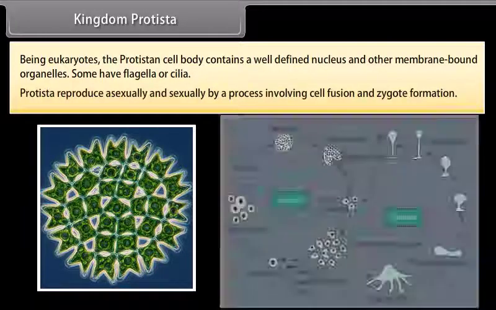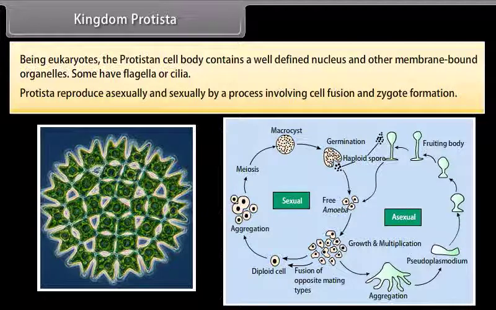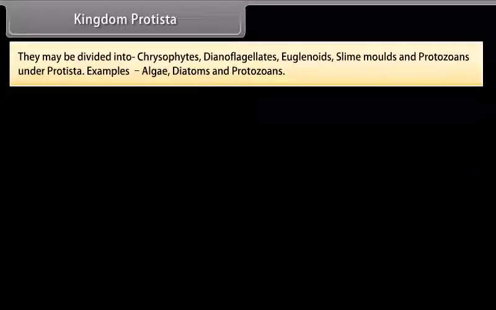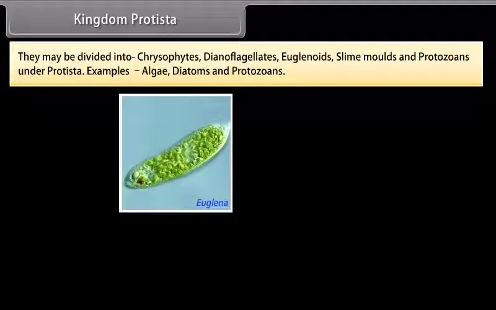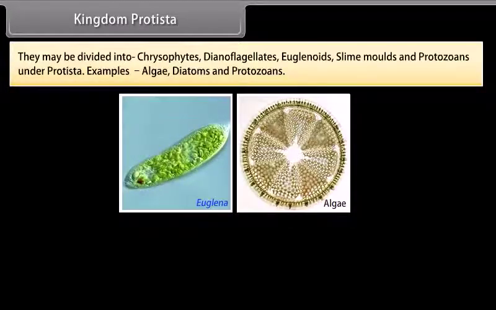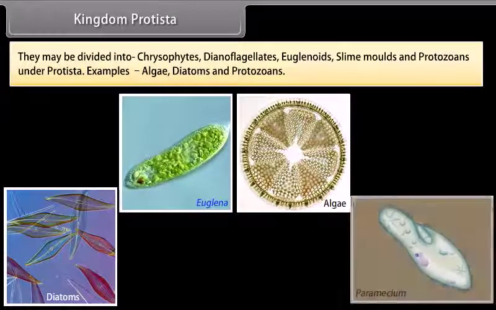Protista reproduce asexually and sexually by a process involving cell fusion and zygote formation. They may be divided into chrysophytes, dinoflagellates, euglenoids, slime molds, and protozoans under Protista. Examples: algae, diatoms, and protozoans.